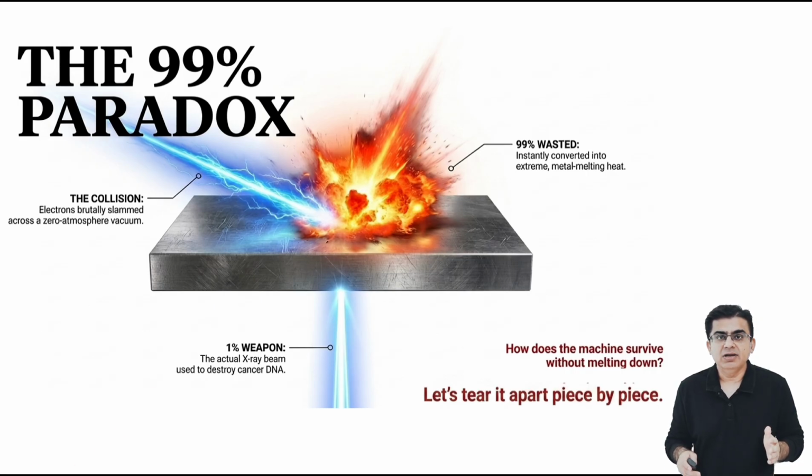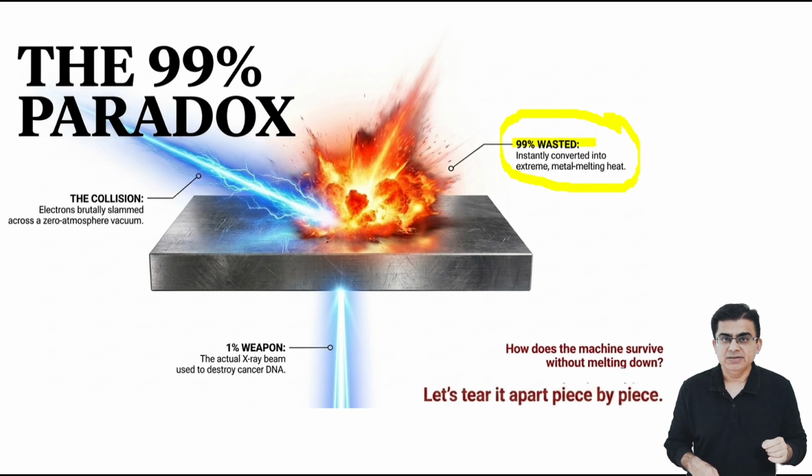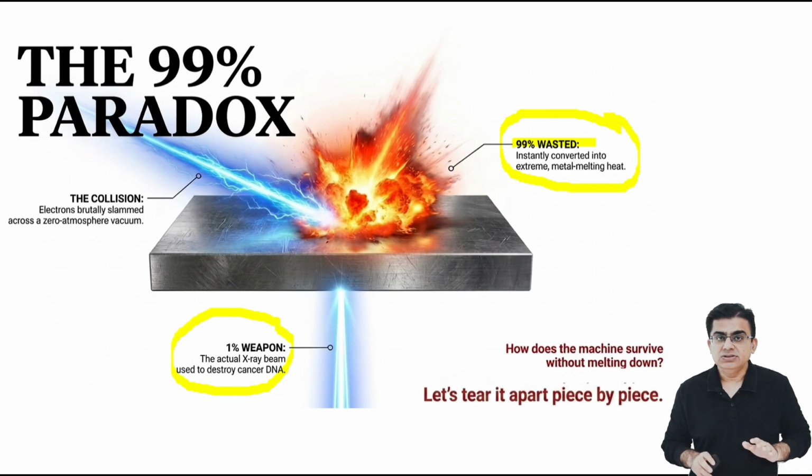But here is the most shocking part of this entire process. 99% of that massive energy released due to this collision is completely wasted. It instantly turns into extreme heat. Only 1%, just 1%, becomes an actual X-ray photon beam we use to destroy cancer DNA. How does the machine survive that extreme heat without melting down? How do we control that chaotic collision to produce a precise, life-saving beam?